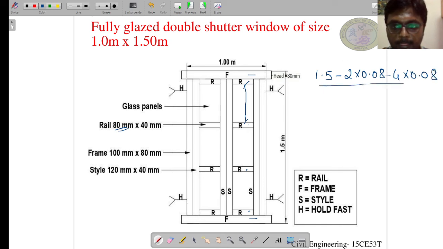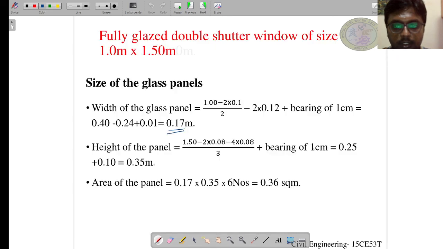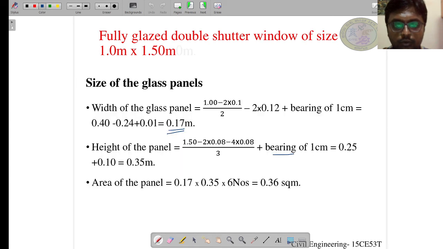Divided by, so if I have to get the height of one panel, how much should I divide it by? I should divide by 3 because it is divided into 3 parts. So it becomes plus the same bearing of 1 centimeter. Why the bearing of 1 centimeter? To make sure that the panels are secured to the groove of the rails. So it works out to be 0.35 meter.